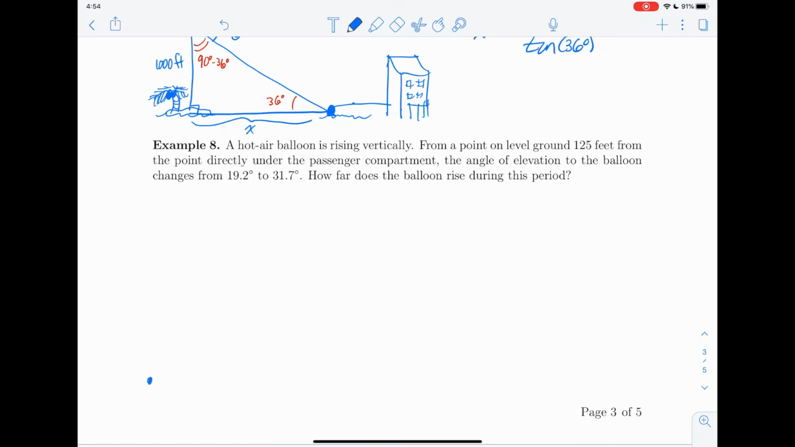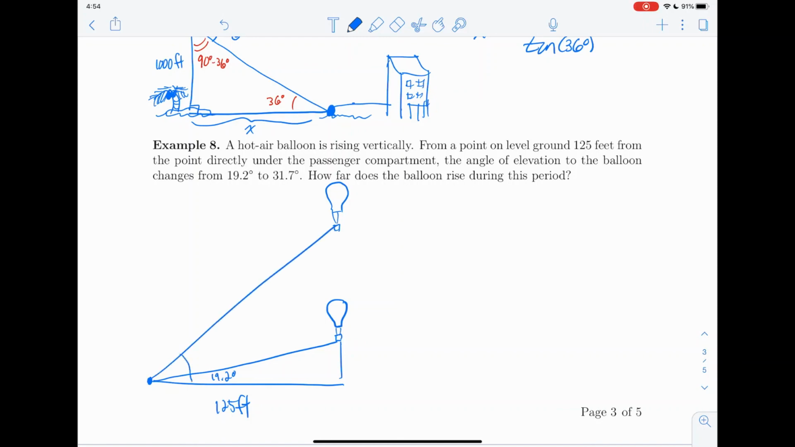Well, we had our initial viewpoint, sitting 125 feet away, and initially we had the hot air balloon, and the angle of elevation to the bottom of the passenger compartment was apparently 19.2 degrees. Then it went up a little bit. Maybe it went all the way up in here. There it is, and that observation has an angle of elevation of 31.7 degrees. And the question is, how far did it go up? What is this length right here?